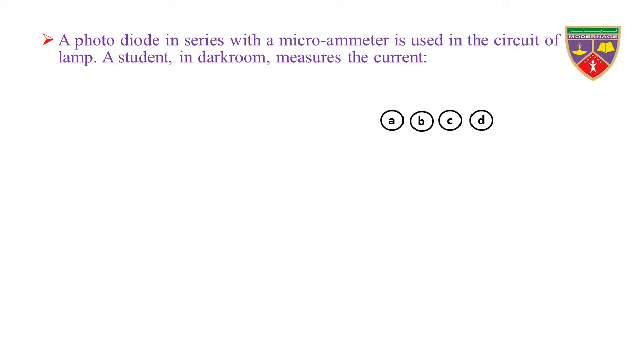A photodiode in series with a microammeter is used in the circuit of lamp. A student in dark room measures the current. Option A, 2 microampere. Option B, 1 microampere. Option C, 0 microampere. Option D, minus 1 microampere. Option C is the key. Therefore, the correct option is C.